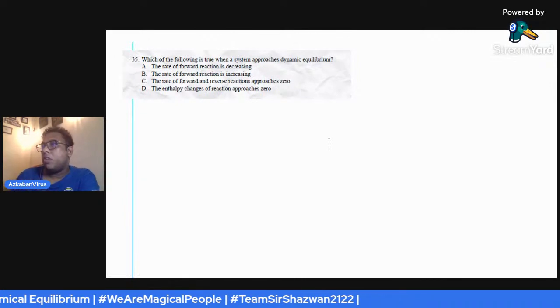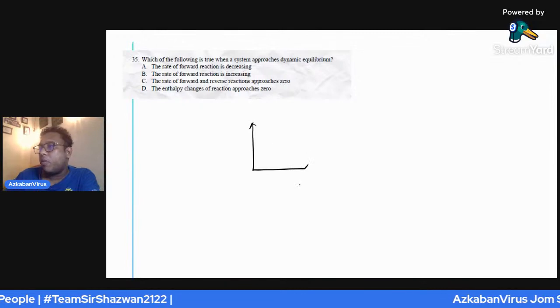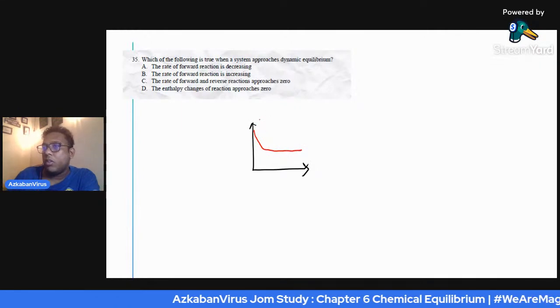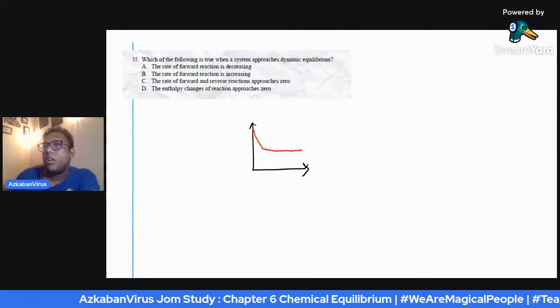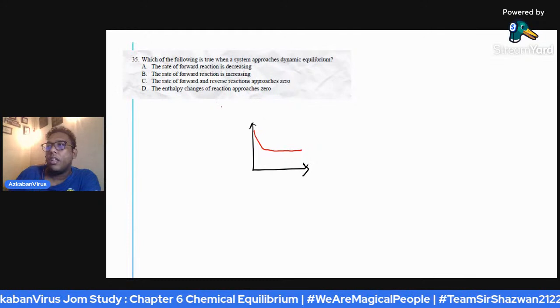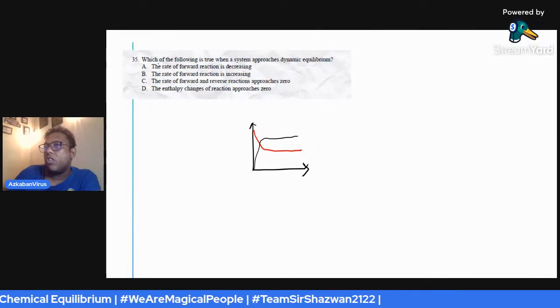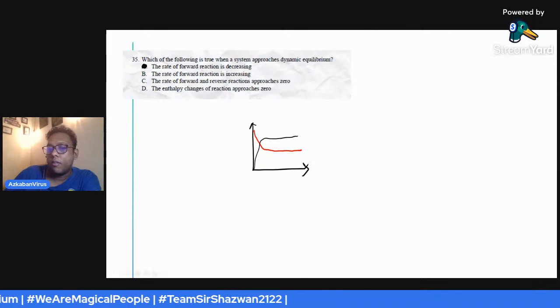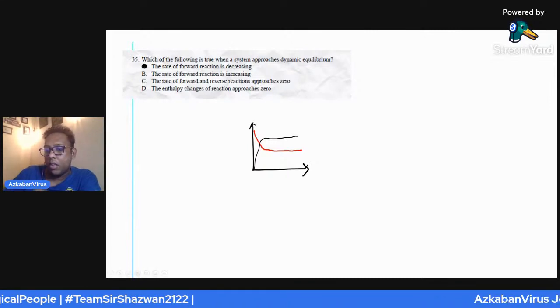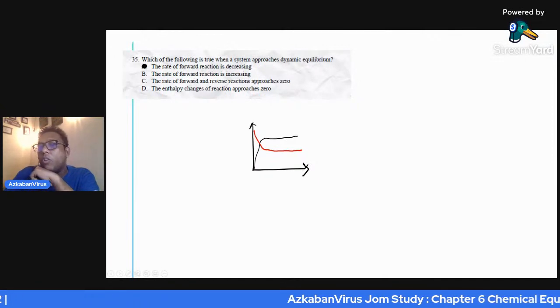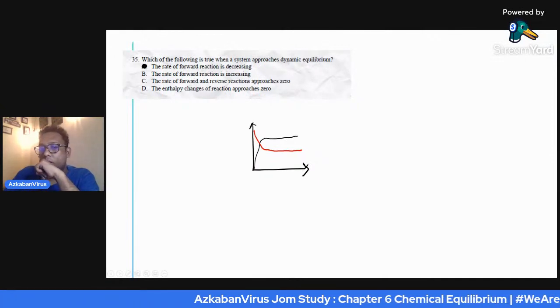When it approaches dynamic equilibrium, apa berlaku adalah dia akan berkurang. Okay, so rate dia tu semakin lama semakin berkurang untuk forward action, sebab reverse action pun akan balas balik. So jawapan dia adalah A. Net zero betul. Dia bukan approach, dia net dia sama dengan kosong.